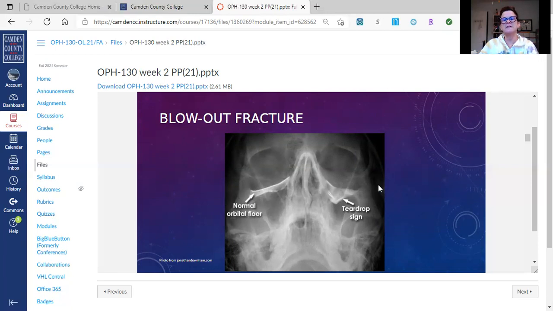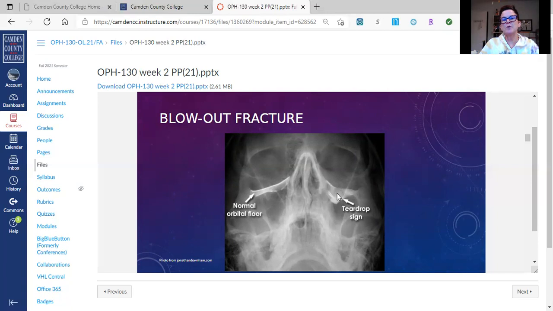Let's go over here to the left. Now take a look at this. This is the maxillary bone, but it's not looking too good, right? This is a blowout fracture. See how the bone is sort of like in a teardrop or V shape? And then look what's going on here in this sinus. The sinus is not fully clear, right? Because the bone has broken out and is now taking up space in the sinus.